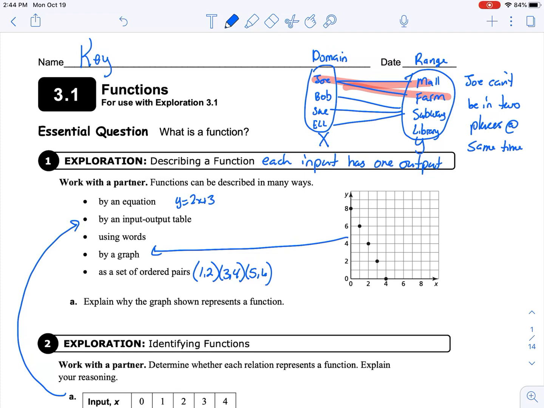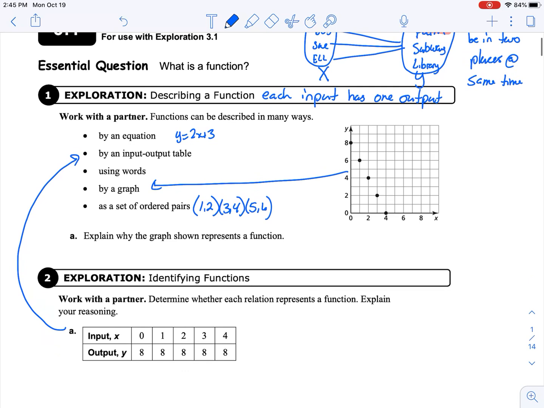Okay? All right, so explain why the graph represents a function. So if we look at each x value, we're going to highlight, so I have 4, I have 3, I have 2, I have 1, I have 0. So because each of those x values was only assigned to one y value, it is a function.